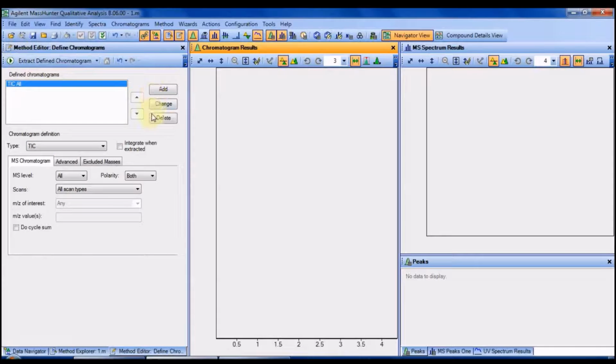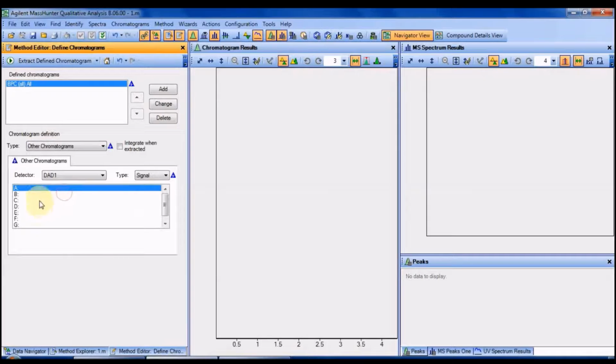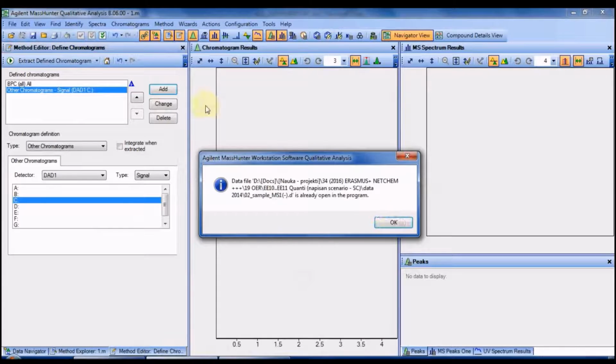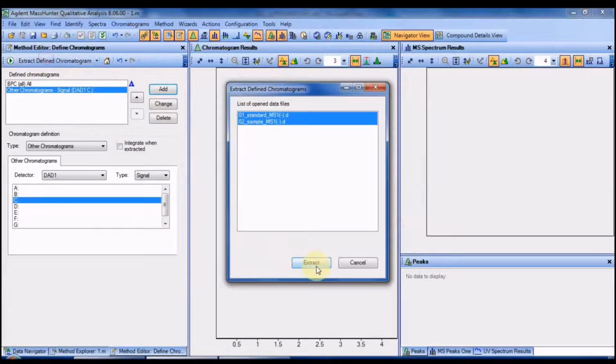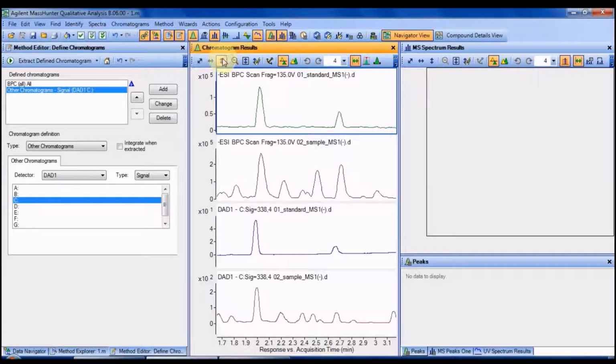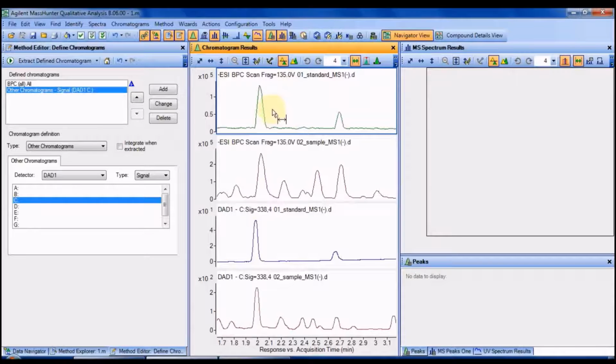If we load our data files, we will load the base peak chromatogram and our signal. We can see that the tried gradient actually shows satisfactory resolution. Both peaks of our analytes, apigenin glucoside and apigenin, are clear.